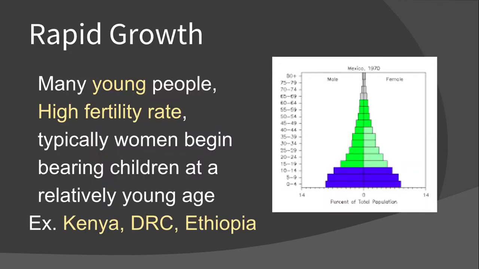Okay, so our first population pyramid that you need to know looks like a triangle. You have a lot down here and very few up here. So many young people, they have what's called a high fertility rate. And a fertility rate is how many babies on average a lady will have in her lifetime. So we measure it by, we only look at the ladies for this one.